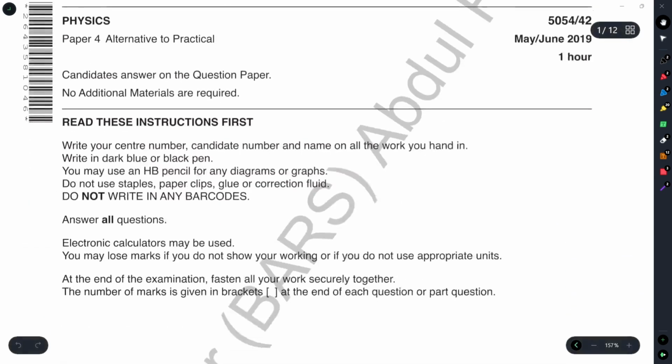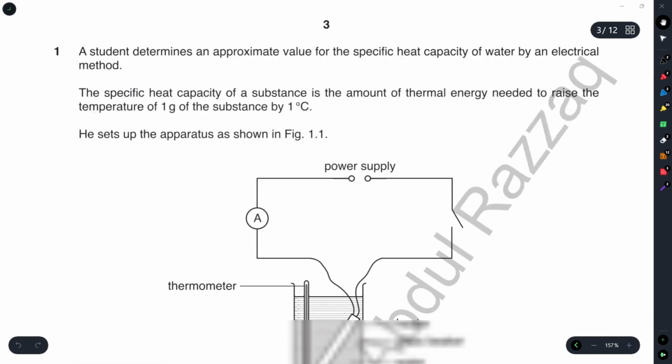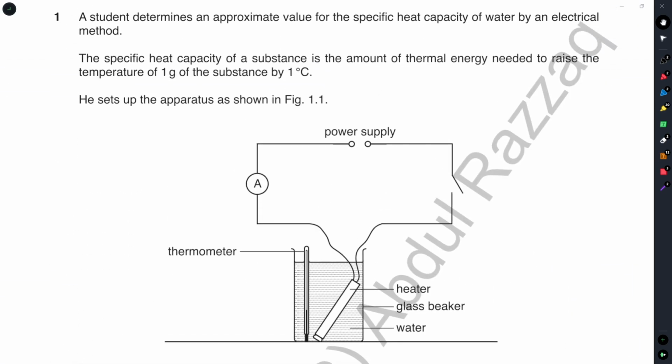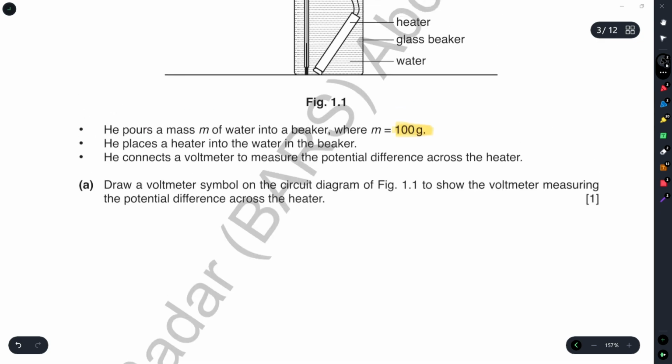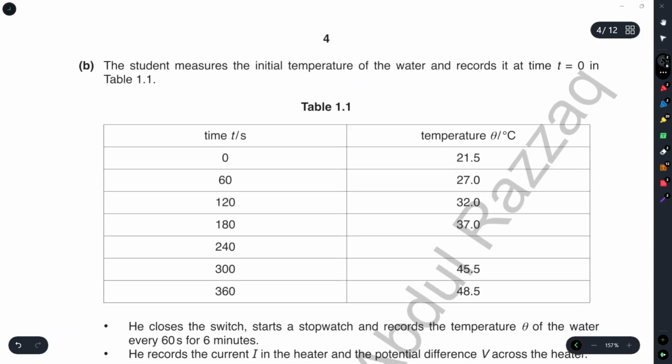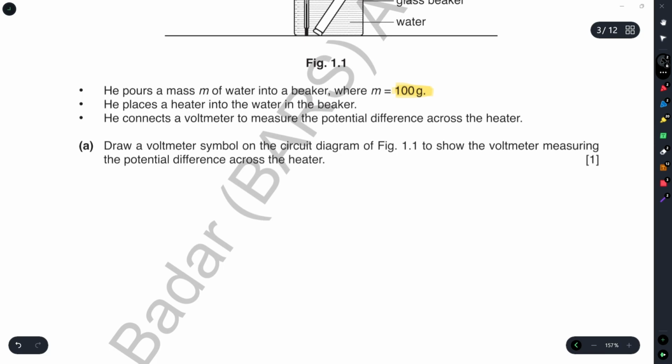Let's begin with the first question. The first question says a student determines an approximate blah blah blah. Okay, so heating is going on, probably got something to do with the specific heat capacity of water. The important values, highlight them so that you remember later that you need to consider these values. So this 100 grams right here seems important. Okay, let's come to part A.